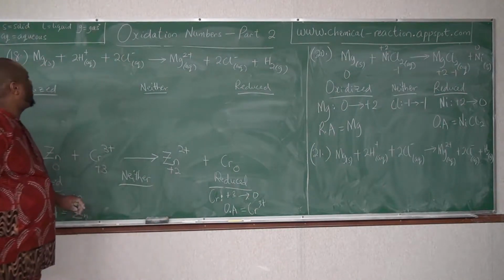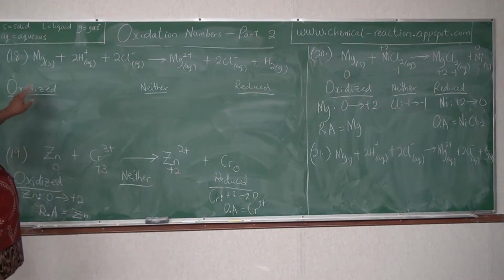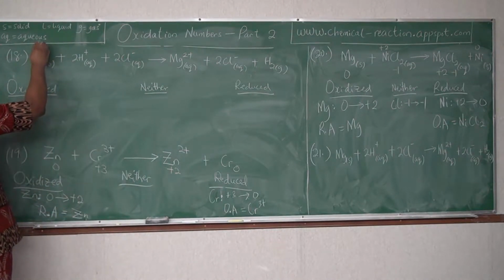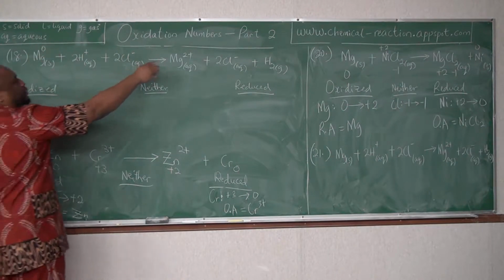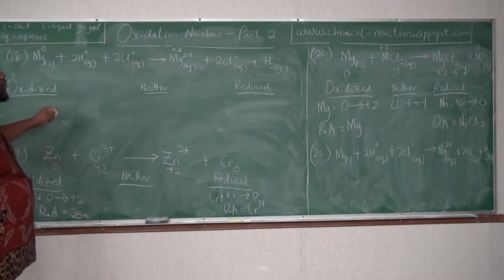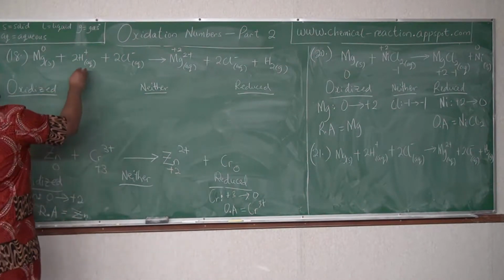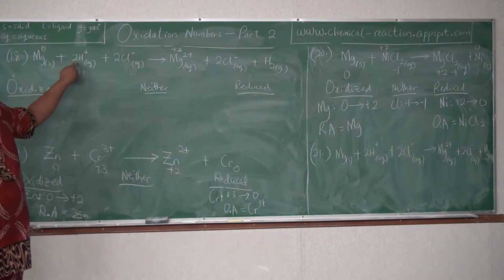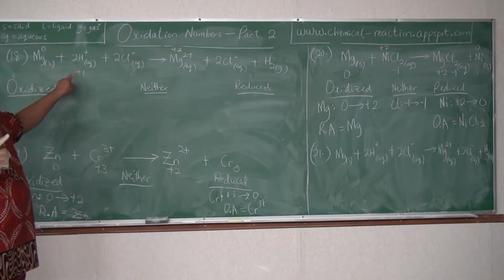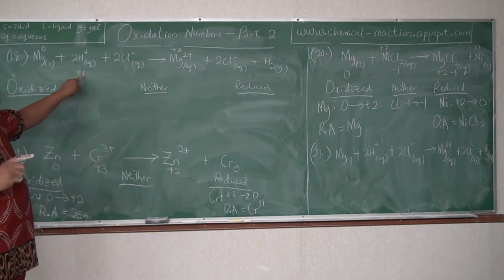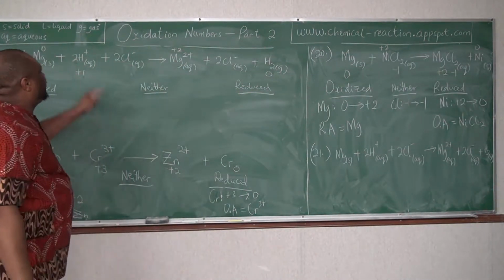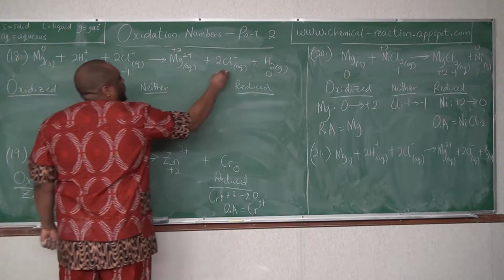So here, oxidized, we know that this is magnesium, from 0 to +2. Hydrogen here is +1. Please don't worry about the moles. Only the element is what we're interested in. So this is +1 to 0. And of course chlorine, this is -1 to -1.